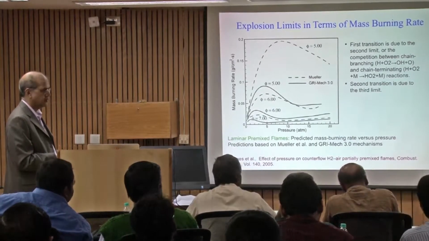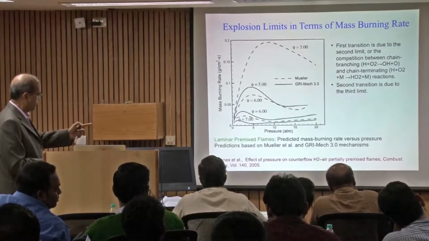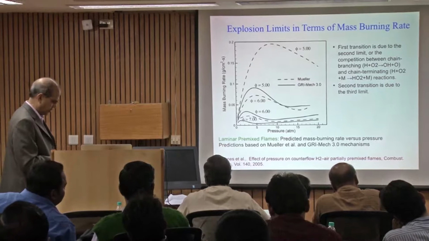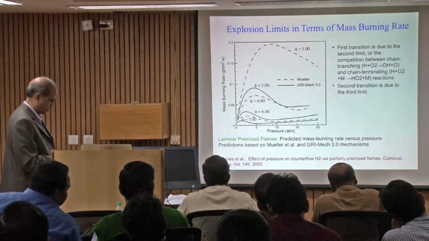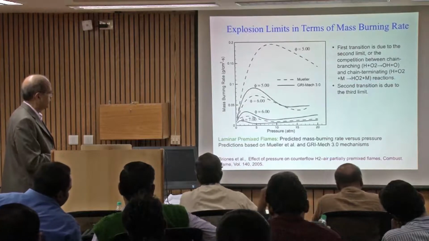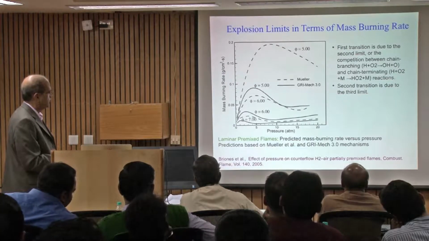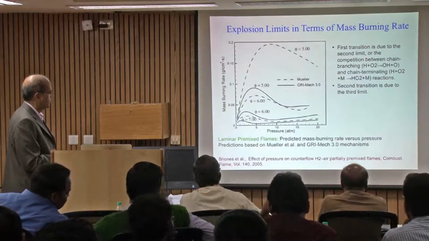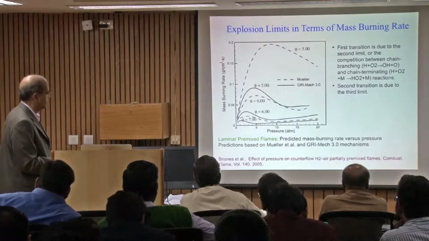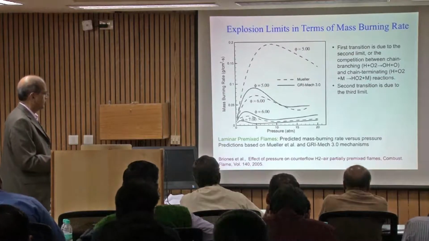So is this a simulated result or an experimental result? No, there is no experiment here, just simulation. But in the paper, we have compared with the experimental data also. I just took one graph from the paper. So as indicated, this first transition means the flame speed or the burning rate decreasing. This is due to the second limit, which we discussed today, the competition between chain branching and chain termination. And the second transition here is the third limit.